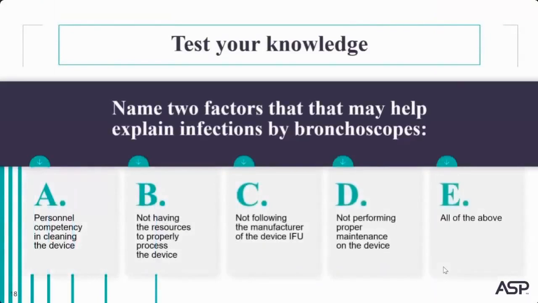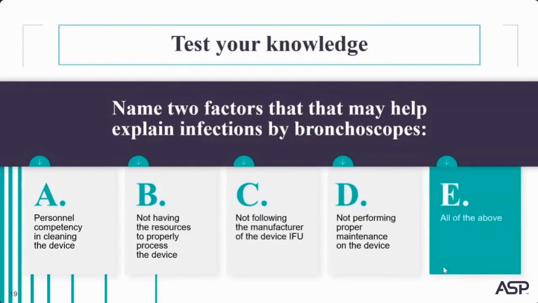Let's test your knowledge for this portion of the presentation. Name two factors that may help explain infections by bronchoscopes. A, personal competency in cleaning the device. B, not having the resources to properly process the device. C, not following the manufacturer of the device IFU, D, not performing proper maintenance on the device, or E, all of the above. Yes, all are the correct answers. There are many variables that can impact infections caused by contaminated bronchoscopes.